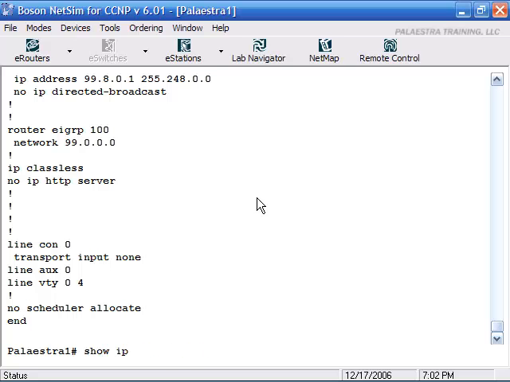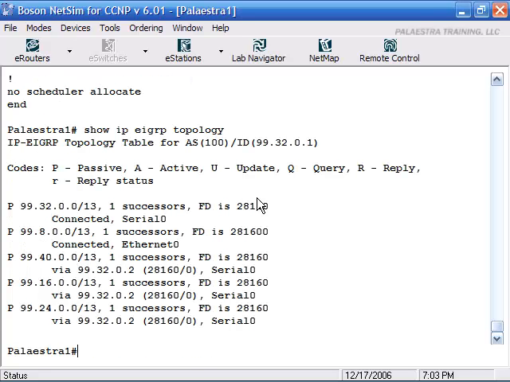I can do show IP EIGRP topology. And I can see my topology table. The simulator is not 100% accurate on the topology table as it shows every subnet in here as directly connected, but it gives me an idea of what the topology table looks like.